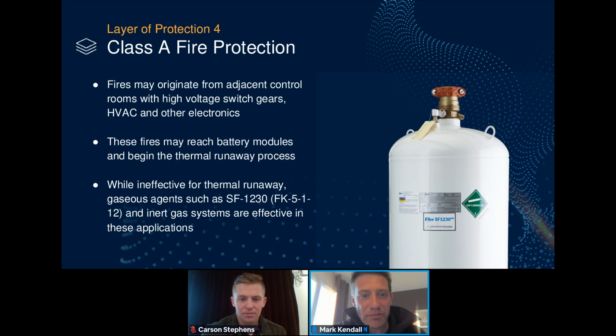While these are ineffective for thermal runaway, they can be a combination use for them in high risk applications.